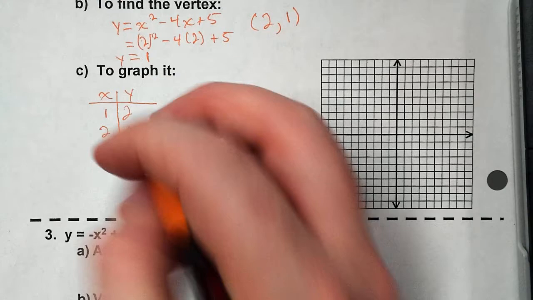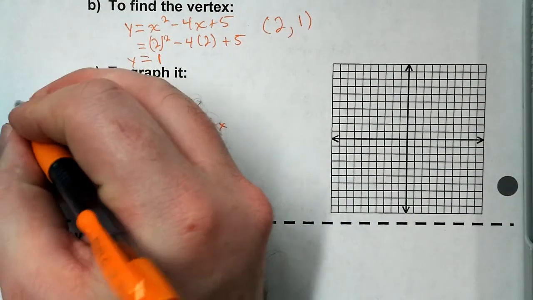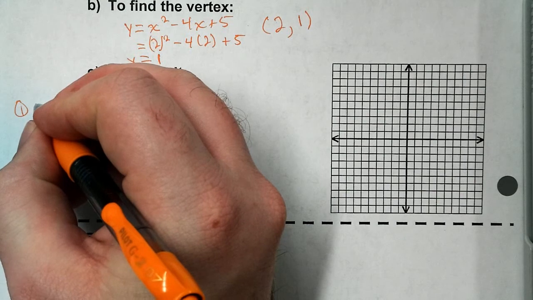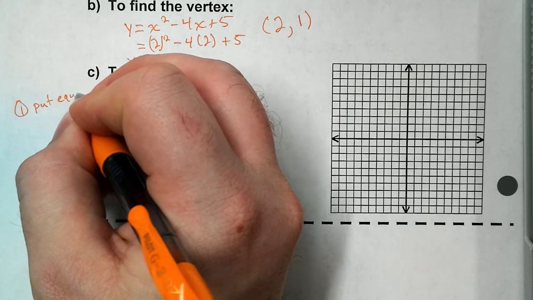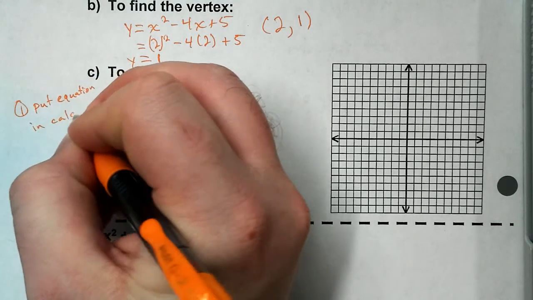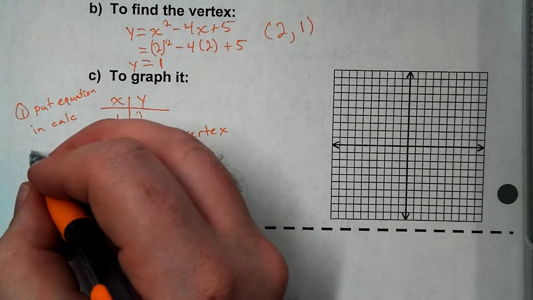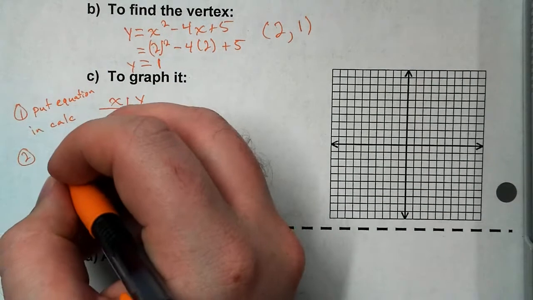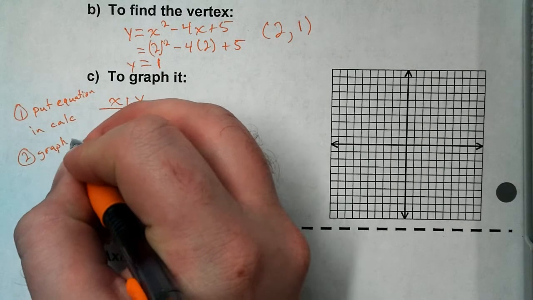So here are the steps in case you didn't write them down or in case you missed it. First step is to put the equation in the calculator. Second step, after you've done that, graph the vertex and 2 points.